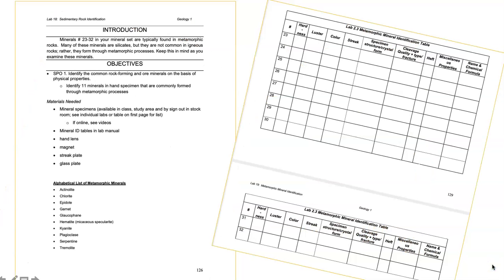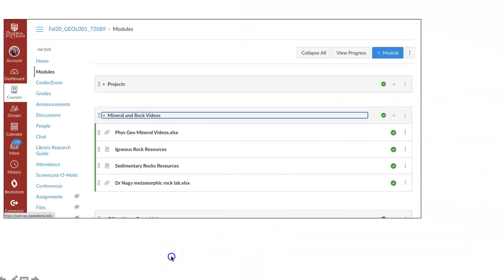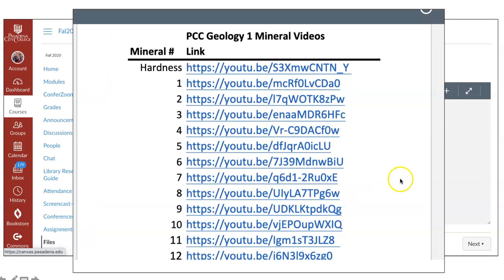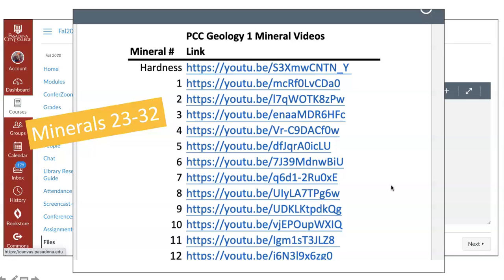So here's our introductory page with the information about how we're going to look at these minerals and the alphabetical listing, again, not the list that goes in the same order as your numbers. So you're going to fill out this page. Actually, it's spread over 2 pages as usual. And as usual, you're going to find the videos for these minerals under the Mineral and Rock video tab, and you can either download the Excel spreadsheet or just click directly on the links to the YouTube videos. These are minerals 23 to 32.